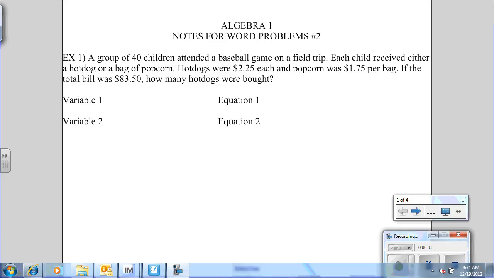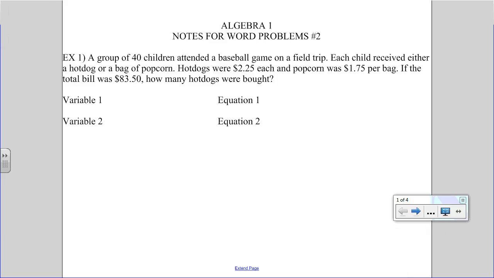A group of 40 children attended a baseball game on a field trip. Each child received either a hot dog or a bag of popcorn. Hot dogs were $2.25 each, and popcorn was $1.75 per bag. If the total bill was $83.50, how many hot dogs were bought?